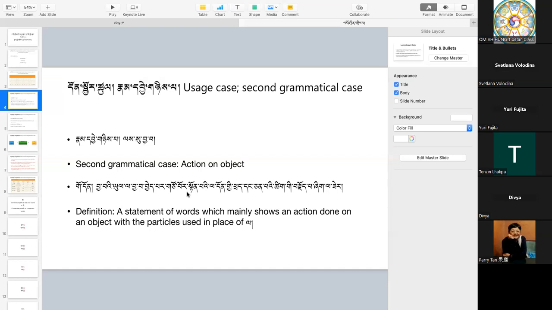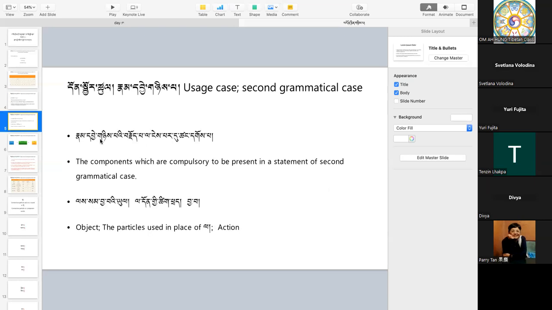So these 7 particles that we have already introduced in the previous class are used in these types of sentences. And when these particles are used in a certain sentence and show an action done on an object, then these types of sentences are known as the second grammatical case. Action on object sentence. It is called action on object sentence.